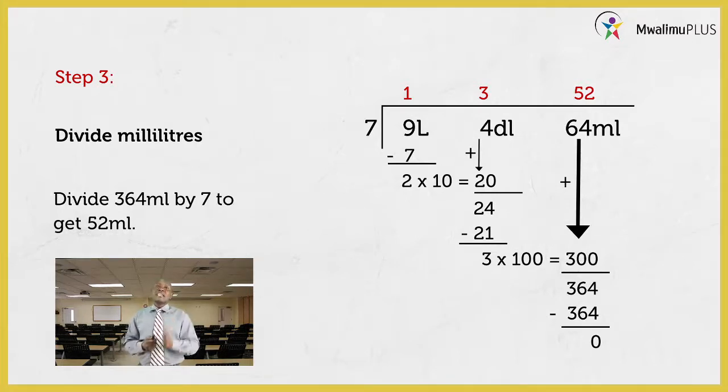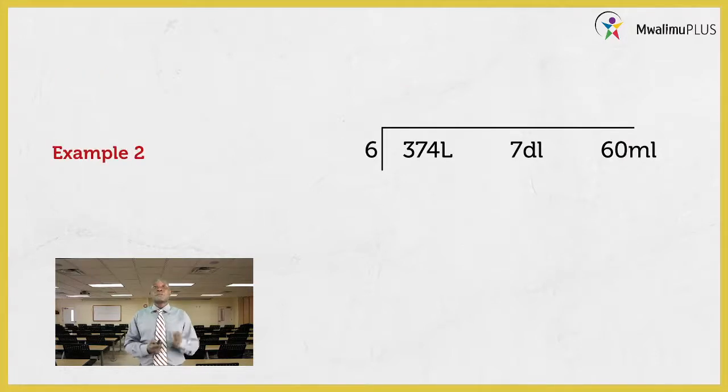Let us look at example number 2. The last example here is where we divide 374 liters, 70 dl, and 60 ml by 6. Again, learners, we follow the same steps that we have been using before. The first step is that we divide 374 liters by 6. So we ask ourselves, how many times will 6 go into 374?